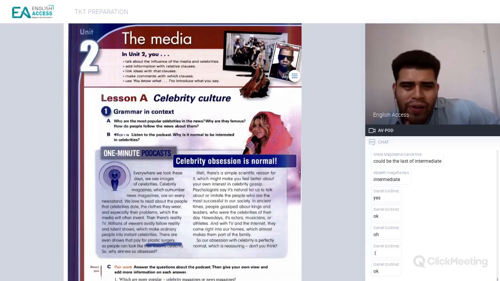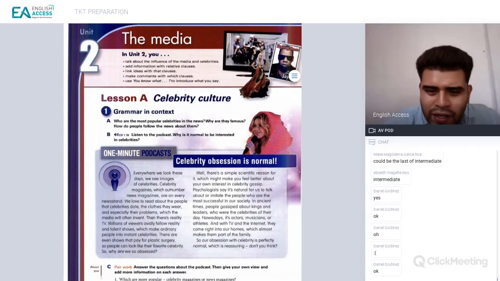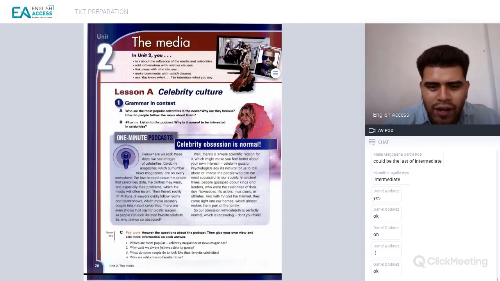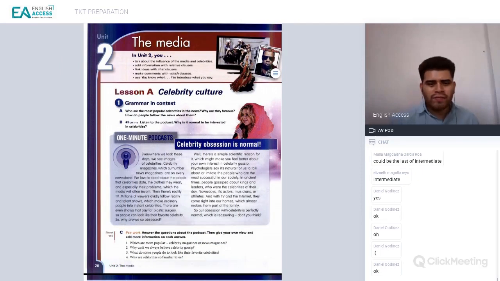Now, do you find this lesson visually attractive? Let me show you the whole thing. Do you think this is visually attractive? Or is it too much, or what do you think?